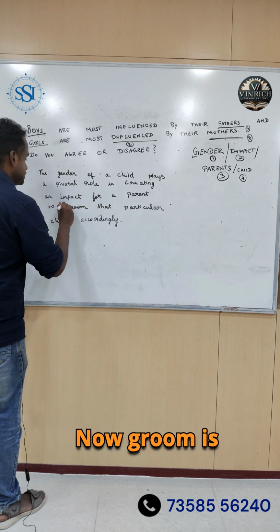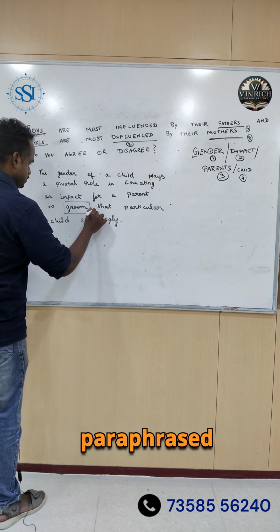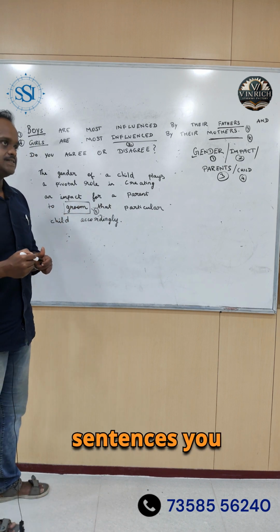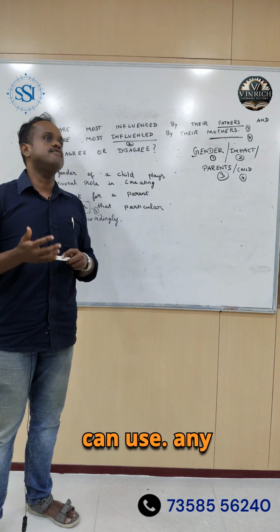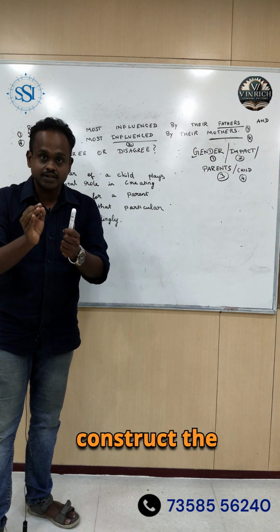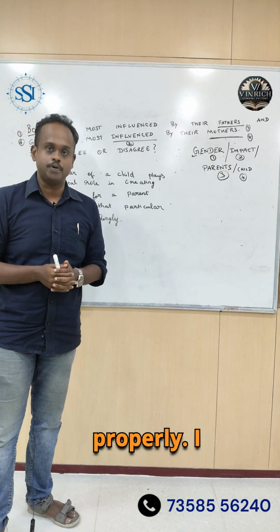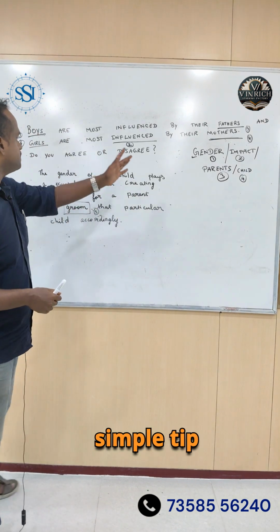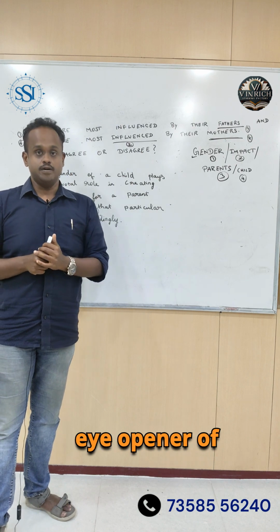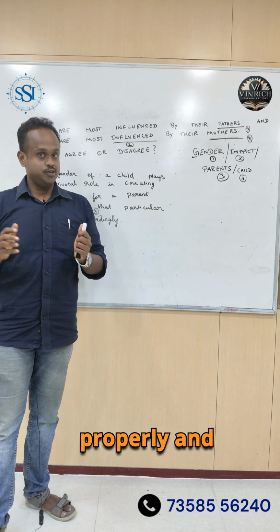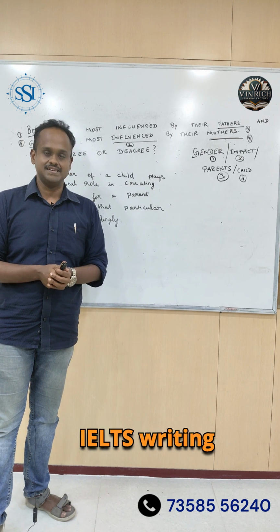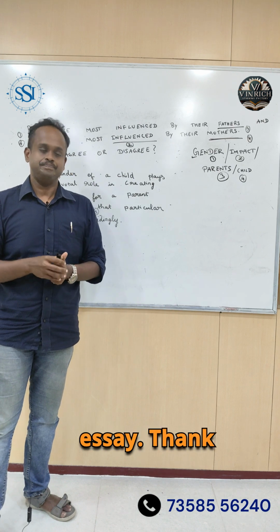Now, groom is the 5th paraphrased word that will come as the sentence flows. For the remaining 2 or 3 sentences you can use any form of simple language but in a proficient manner to construct the introduction properly. I hope this simple tip helps all of you to construct the eye opener of an essay properly and to get a minimum of band 8 to a maximum of band 9 in IELTS writing, especially in essay. Thank you guys.